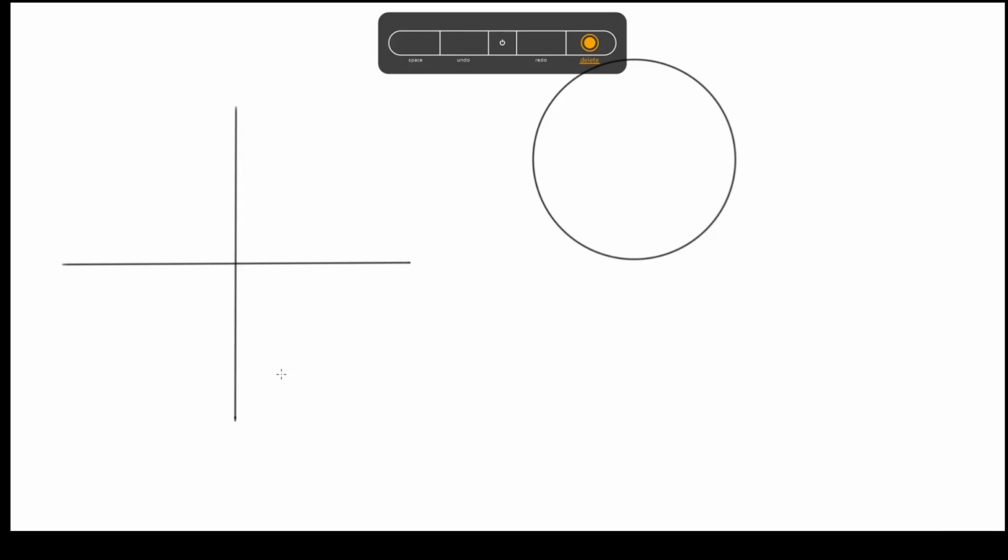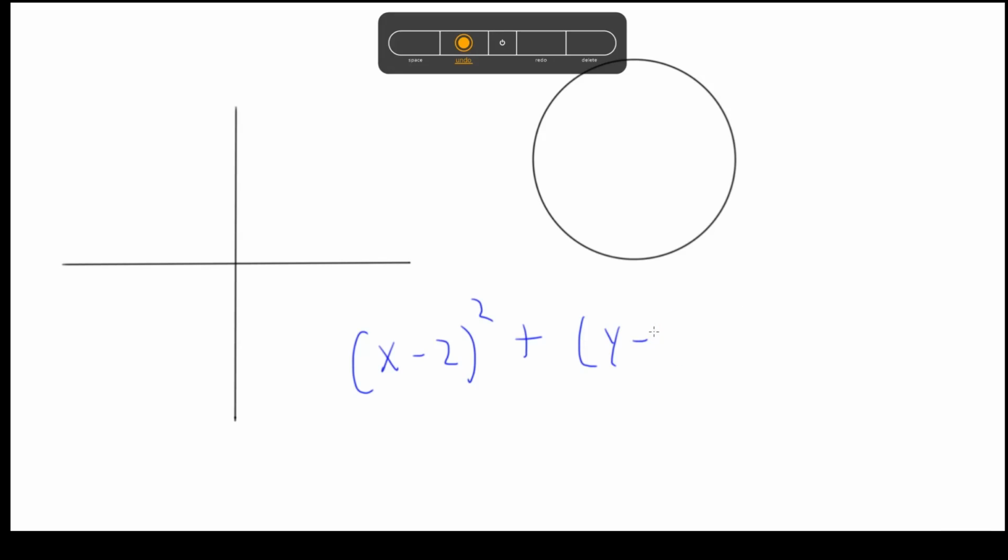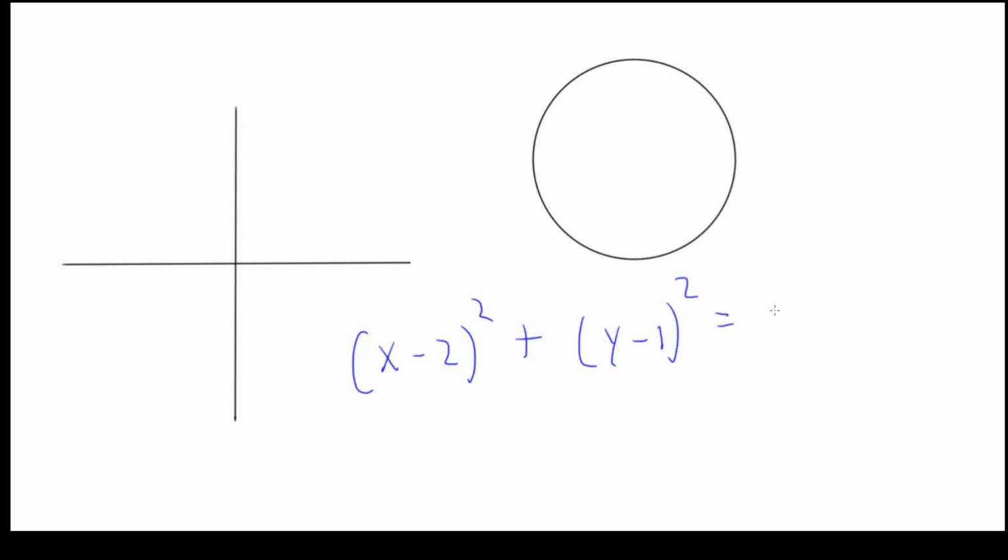Okay, and another thing that you have to be able to do on the final is isolate one variable of an equation. Let's say they give you the equation (x − 2)² + (y − 1)² = 9. Let's say I want to solve for x. The first thing I would do is subtract (y − 1)² from both sides, because I want to solve for x. So (x − 2)² is equal to 9 − (y − 1)².